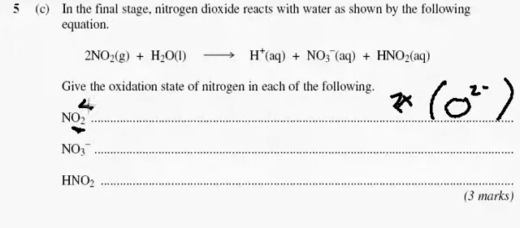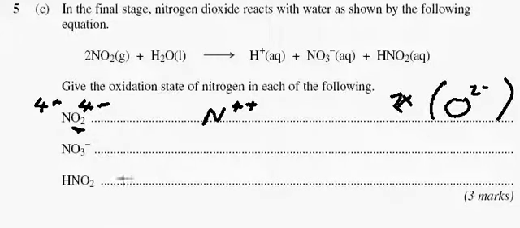There's no overall charge, so if our oxygens are 4 minuses, nitrogen must be providing 4 positives. And since there's only one nitrogen atom, it will be N and 4 positive charges to it.